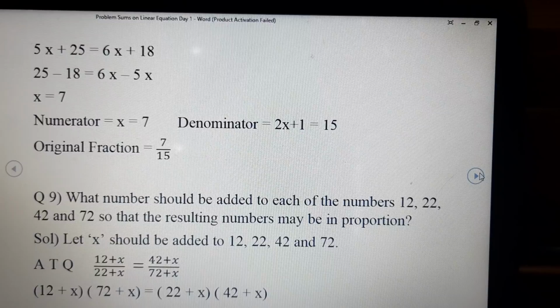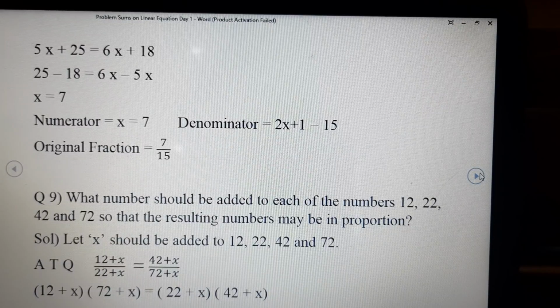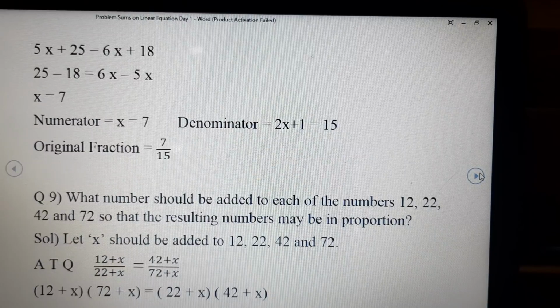What is the original fraction? 7 upon 15. You have to write this. Fine. Moving on to the next question. It is question number 9.